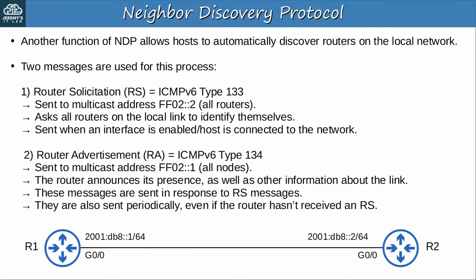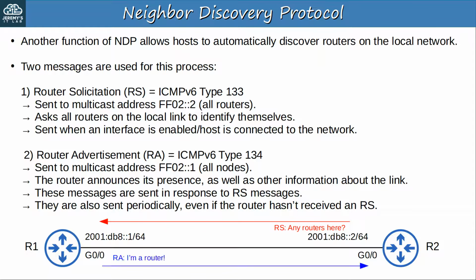To give a brief demonstration, I'll use R1 and R2 again. Once again, these functions aren't unique to routers. Although only routers send router advertisements, all IPv6 hosts will send router solicitations when they come online. So let's say we enable R2's G0/0 interface. It automatically sends an RS message, asking if there are any routers on the link. R1 replies, identifying itself. There are lots of ways this can be used. For example, hosts can automatically learn their default gateway from these RA messages. But let's move on to the next topic, and you'll see another purpose for these RS and RA messages.